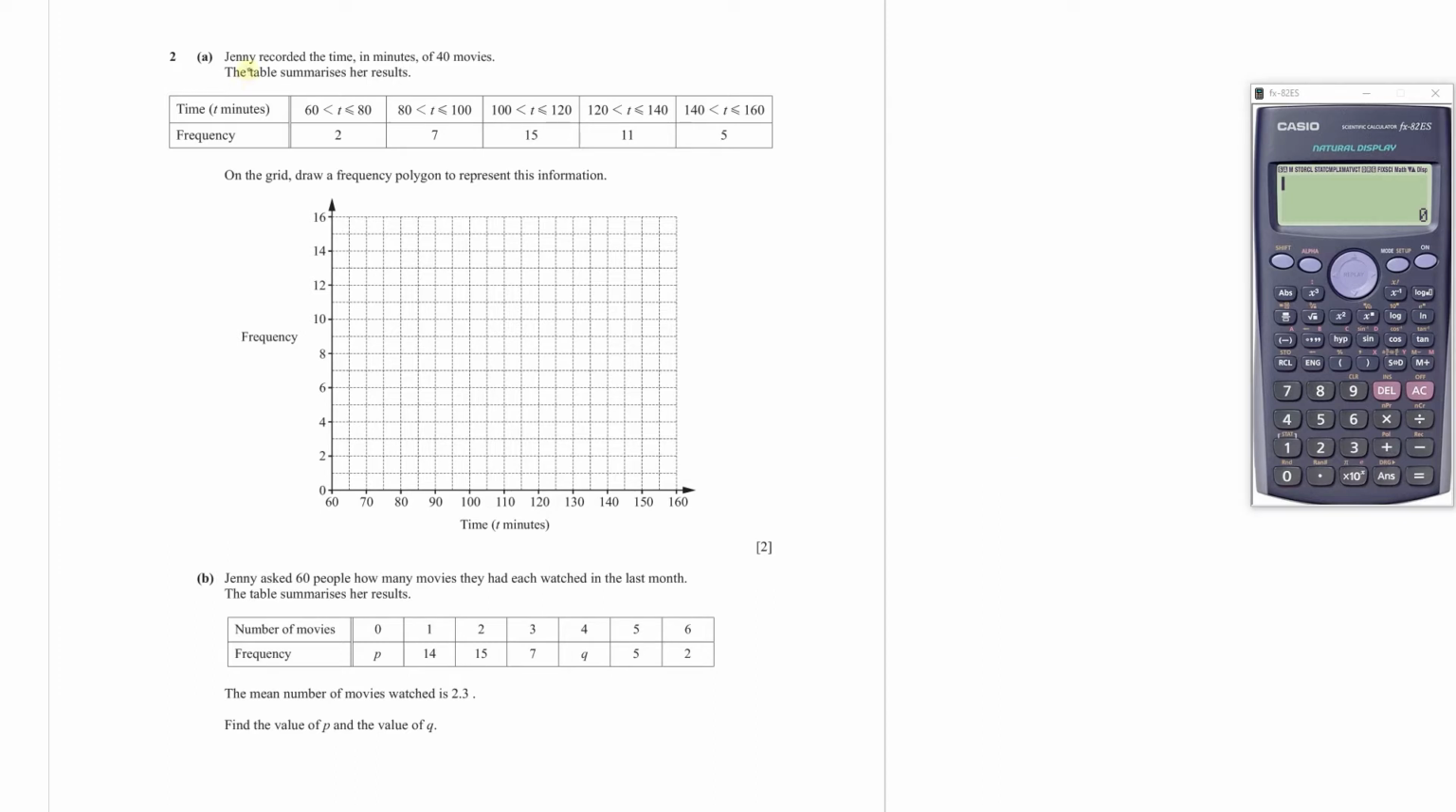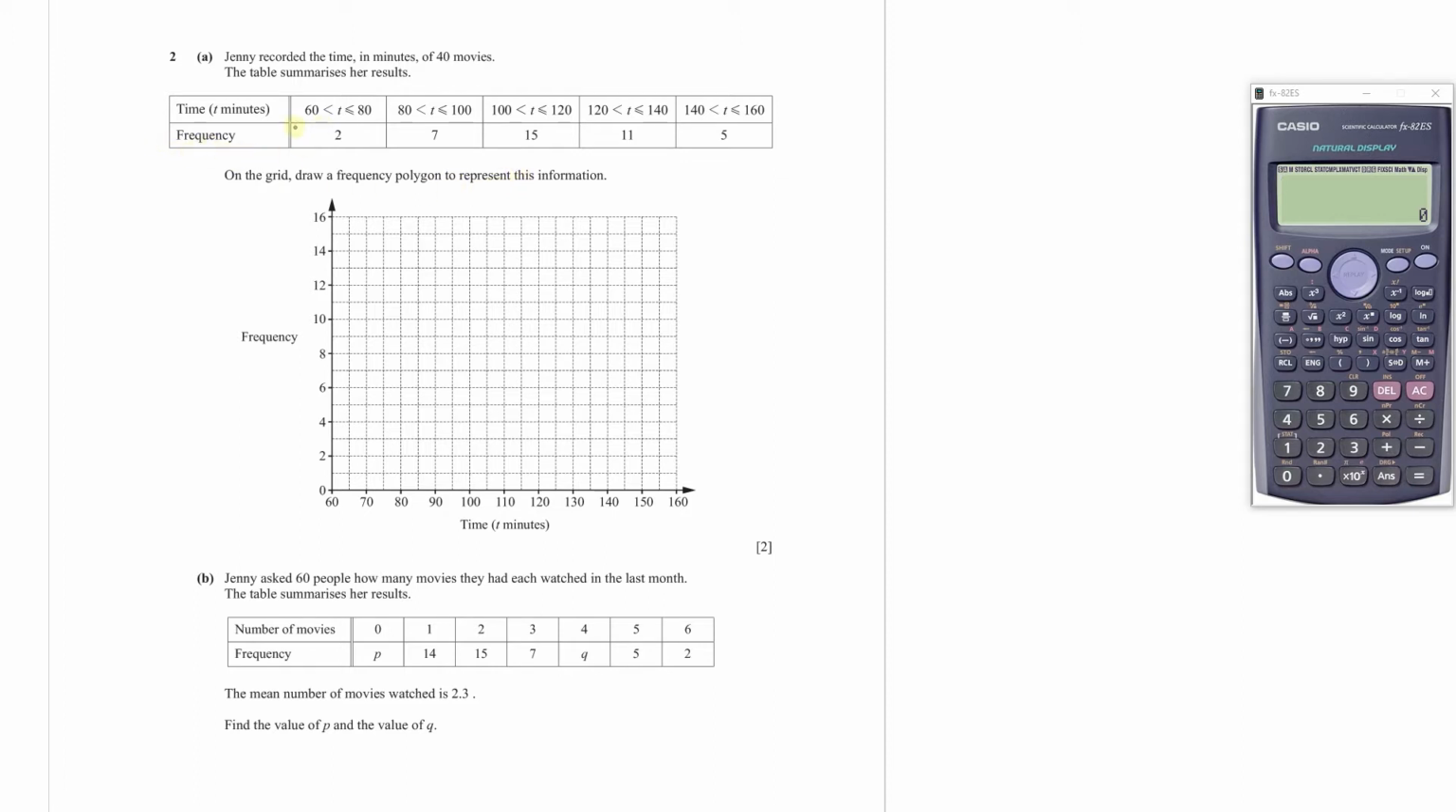Question number two: Jenny recorded the time in minutes of 40 movies. The table summarizes her results. You have time in minutes and then frequency. That means two movies were between 60 and 80 minutes long, seven movies were between 80 and 100 minutes long, and so on. On the grid below, draw a frequency polygon to represent this information.